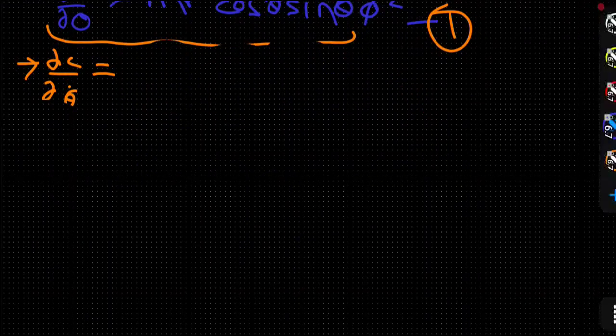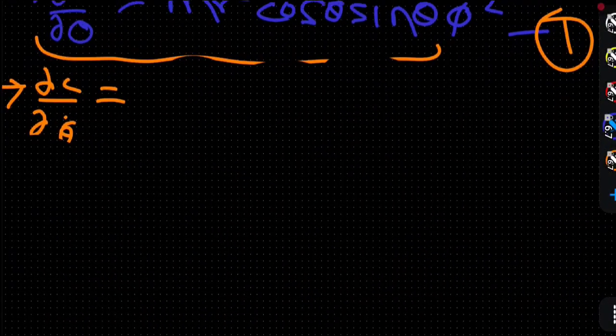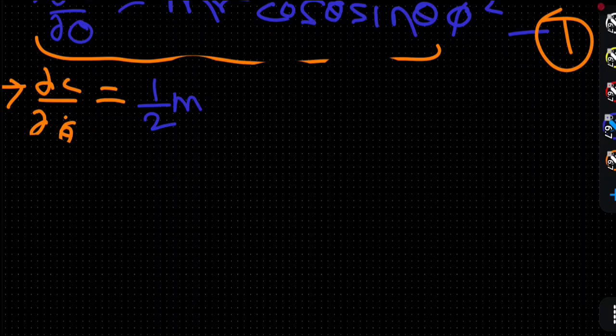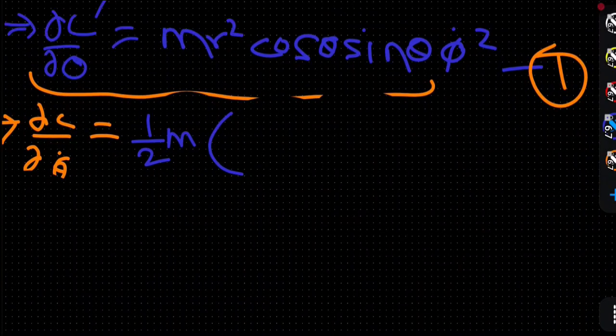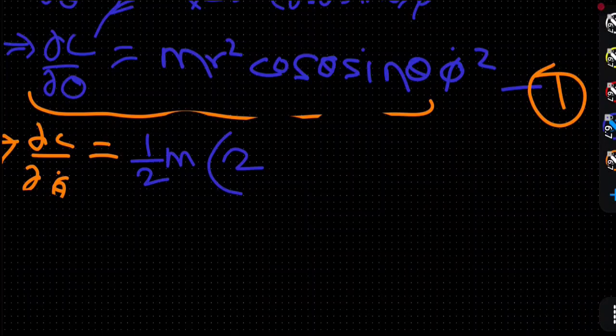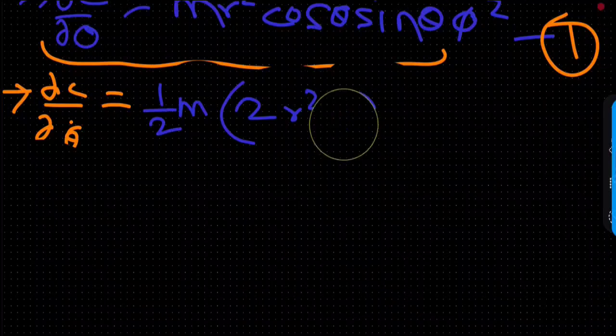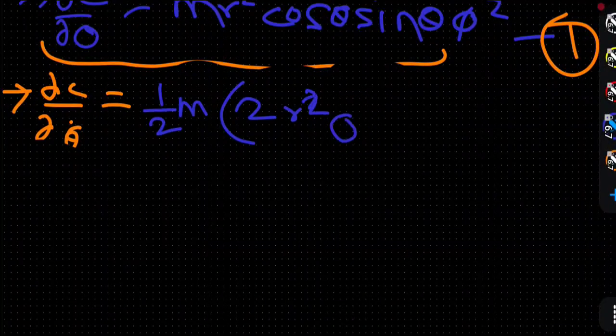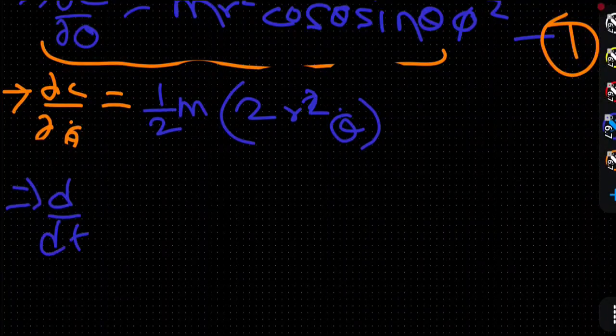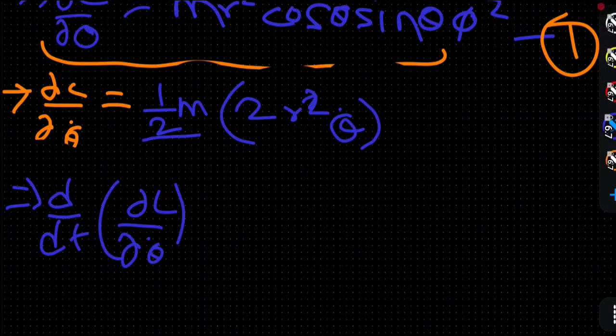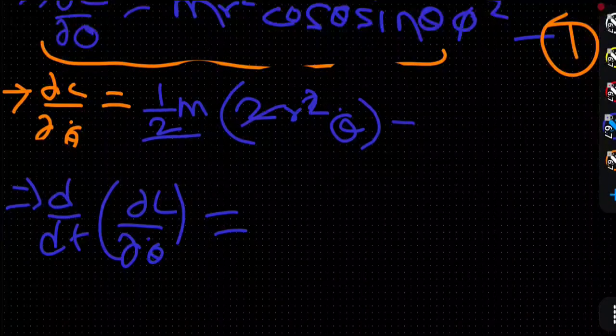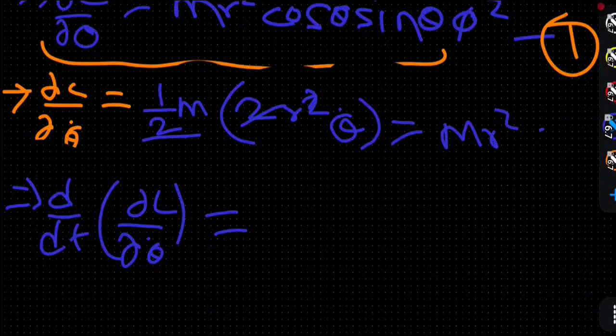Okay, so let me recalculate the things. So ∂L/∂θ̇ is equal to 1/2 times mass times the term inside, and I guess the term was 2r²θ̇, only single dot. Now if we calculate the time derivative, d/dt of ∂L/∂θ̇, the 2 and 2 will cut out, and what we are left with is m r² θ̇.